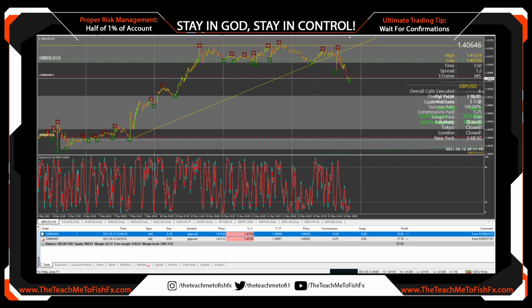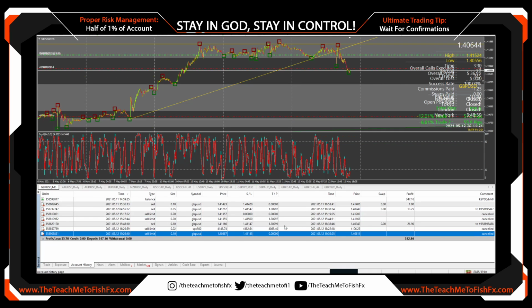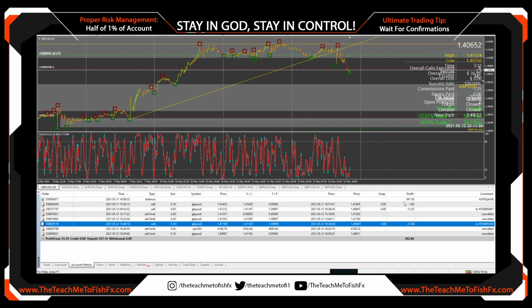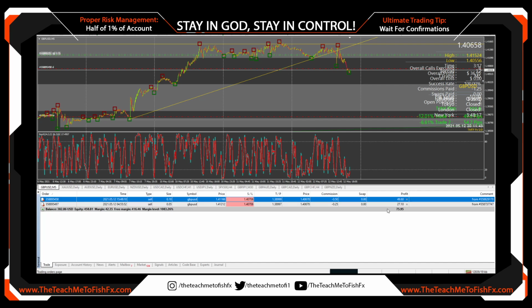Today, I'm starting out with a smaller account this week. You guys can see here's the account history for the week. Deposited 347.16. I have taken a couple of partial profits off of the trades. So far today we have pocketed $35.70. With the current trade, we have a running profit right now of $76.